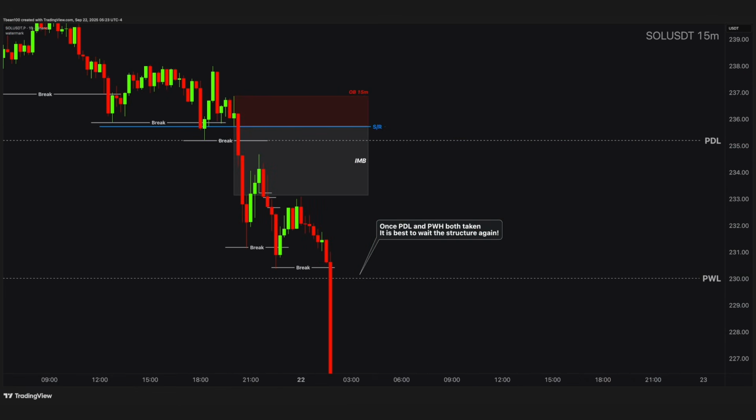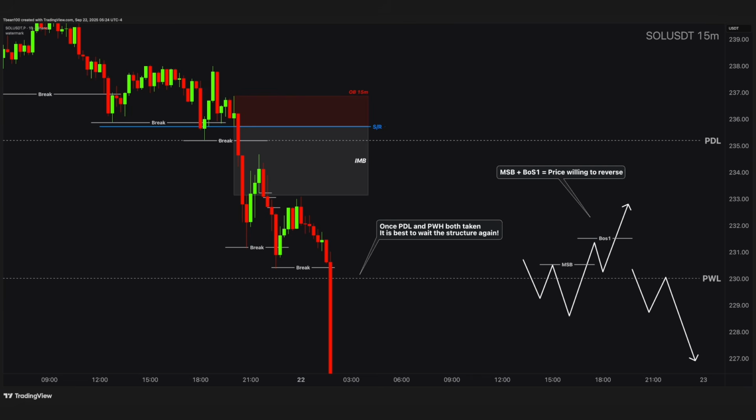Now, after the PDL and also the PWL, the previous week's low, gets hunted, we are left with two possible outcomes again. One possibility is a reversal, maybe a market structure break and even the first break of structure combined. The other possibility is continuation, where we see a strong push down with a bearish imbalance forming.